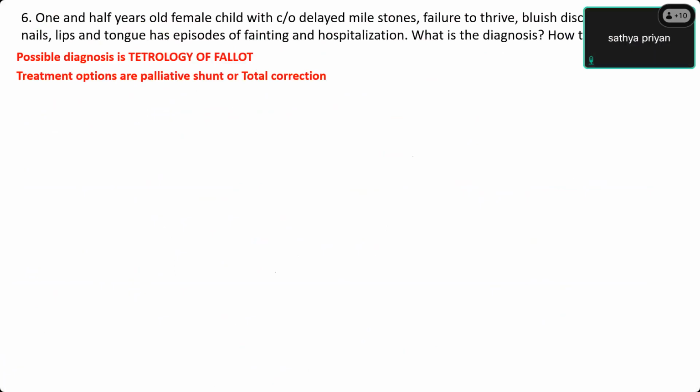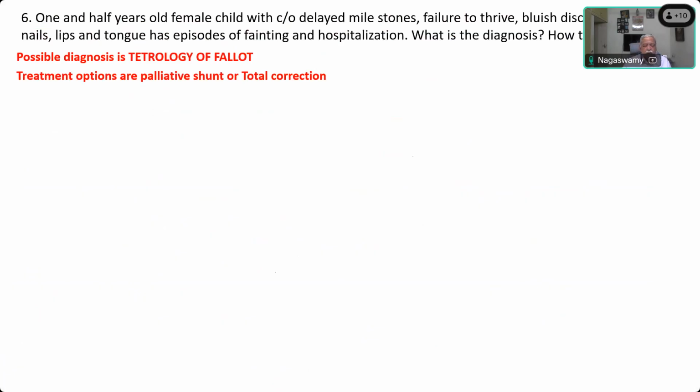Right ventricular outflow tract obstruction, ventricular septal defect, overriding of the aorta, pulmonary stenosis. Okay. The main culprit is pulmonary stenosis. And this pulmonary stenosis combined with the ventricular septal defect and malposition of the aorta, and right ventricular hypertrophy is only a consequence of the pulmonary stenosis. Okay, so the basic primary defect is pulmonary stenosis.